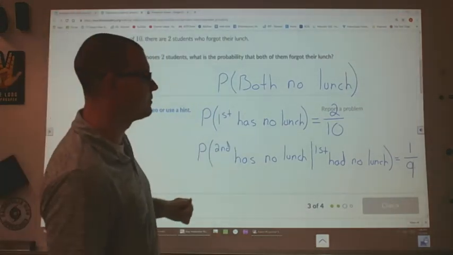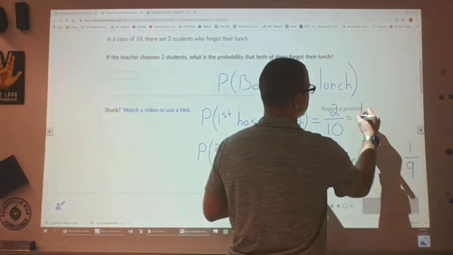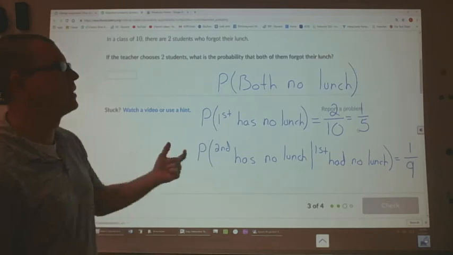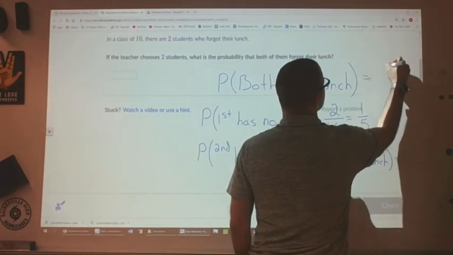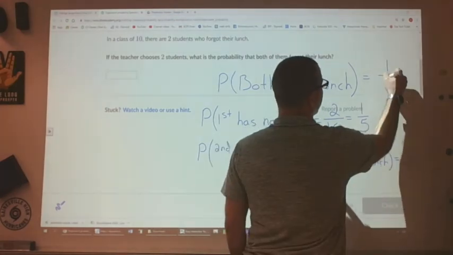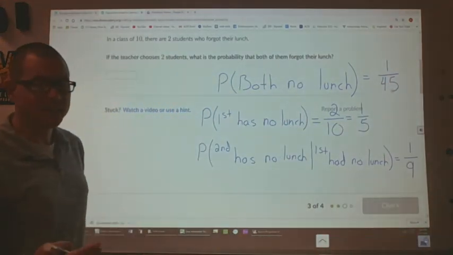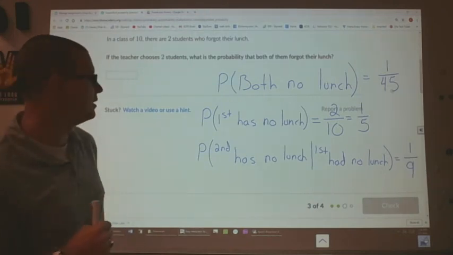So 2 times 1 is 2. Well, we can reduce this. That's 1/5. Let's go ahead and do our simplification. And then we can see 1 times 1 on the top would be 1, and 5 times 9 on the bottom would be 45. So it's fairly unlikely that the teacher will be able to randomly select the 2 students without lunch.